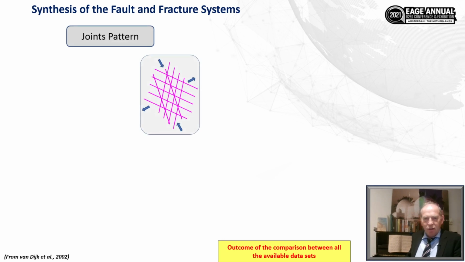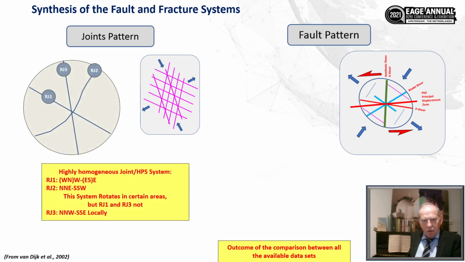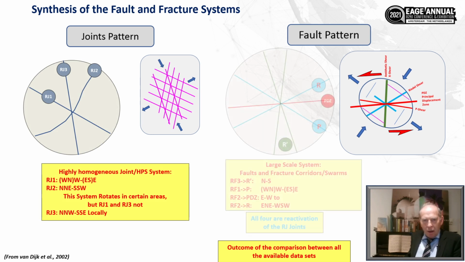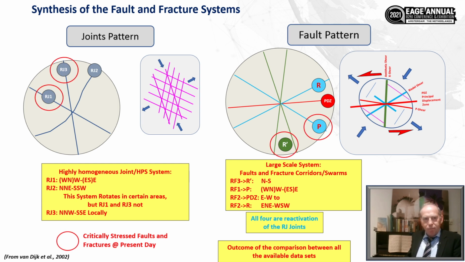To anticipate the structural model for the fault and the fracture systems, we distinguish a joint pattern on the smaller scale from a fault pattern on the larger scale, well-defined 3 sets of joints and well-defined sets of faults, part of which are reactivations of the previously developed joint sets.